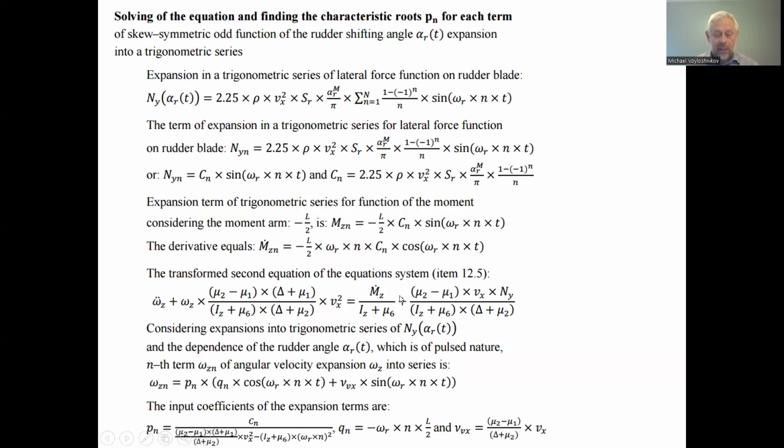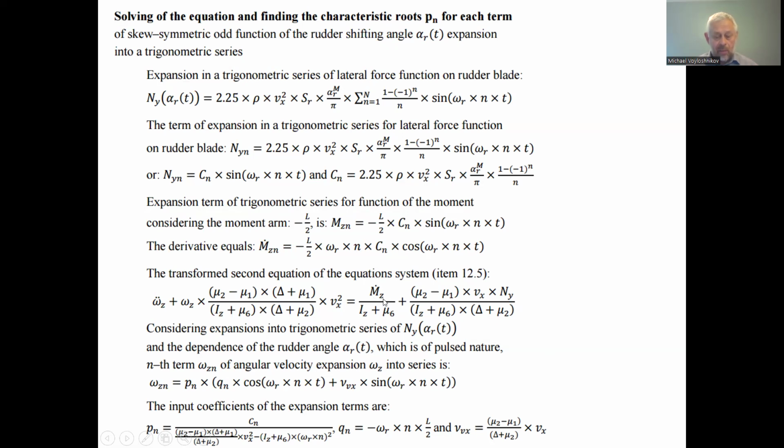Then we have the second transformed equation from the system of equations of ship motion on the surface after the exclusion of the first equation, because we assume, in the Cartesian coordinate system associated with the ship, that the longitudinal velocity of the ship does not depend on time when it keeps a straight course. So we do not consider the first equation, only the second of the remaining two. We have it in the form indicated on the slide.